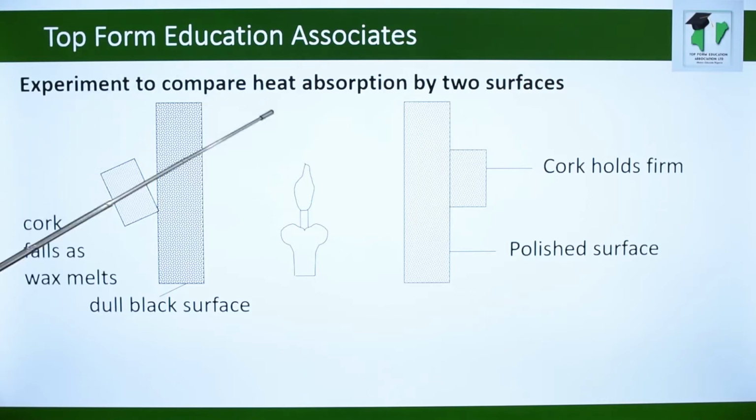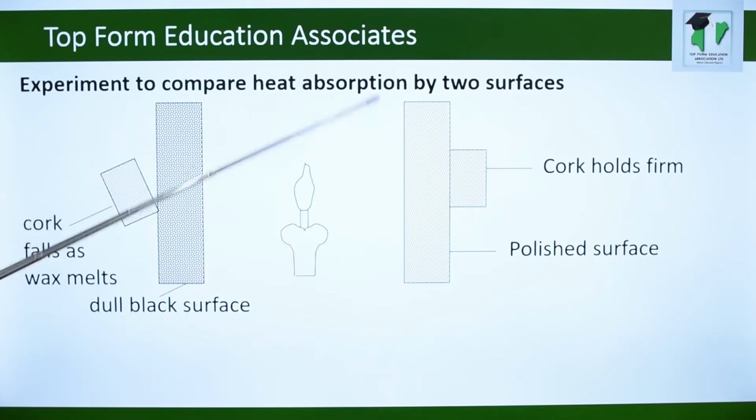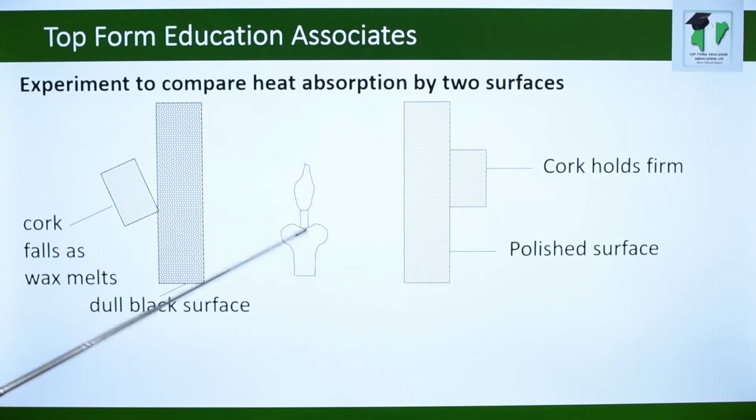Experiment to compare heat absorption by two surfaces. We want to use this experiment to compare heat absorption by two what? Surfaces. You have this surface here, you have the other one here. Here is a dull black surface, and here is a polished, shiny surface. Then you have a light placed in between the two of them. Then you have a cork attached to this object here, and to this object here. We'll see which one falls out first as we go ahead in explaining this experiment.